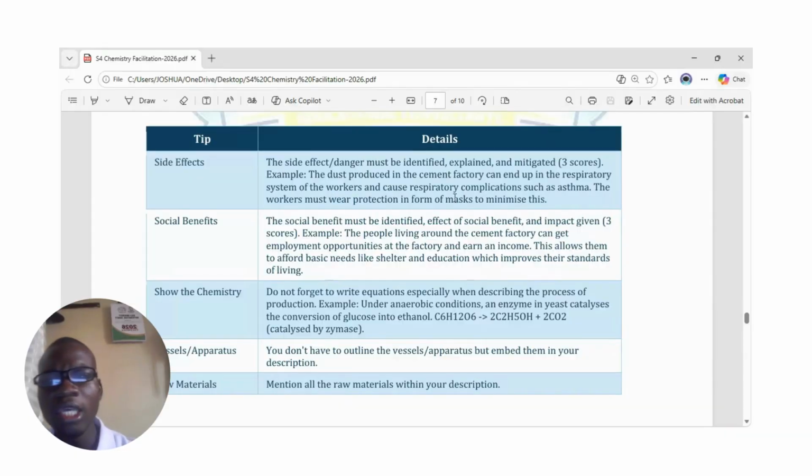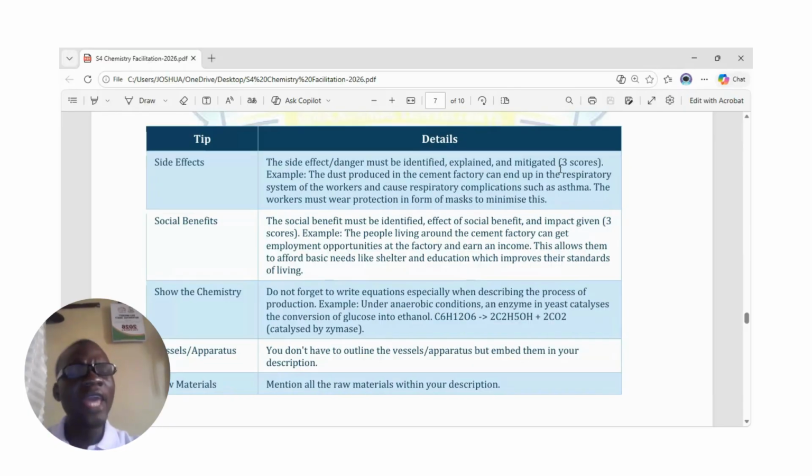For example, here we are still under the manufacture of cement. We said the dust produced in the cement factory can end up in the respiratory system of the workers. That is already a side effect or danger that you have identified. Now explain it. For example, it can cause respiratory complications such as asthma. That is an explanation. Then, after explaining, how are you going to mitigate? The workers must wear protective gear in the form of masks to minimize this.